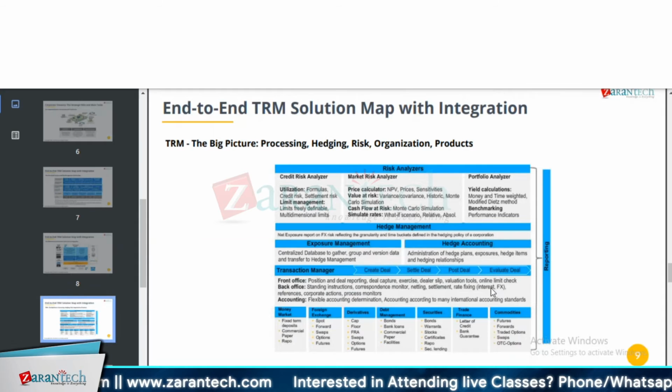So coming to the big picture, it gives a brief about what the different types of risk analyzers are, what the different types of hedging are. In hedging, how do you do the exposure management? How do you do the hedge accounting? How does the transaction manager process work? What are the different types of instruments that we are going to cover? This shows you, you can just have a quick glance at it. Because these topics are going to be covered in the future anyway, I will not go into detail. So you can have a quick glance at this diagram, and then we'll move further.